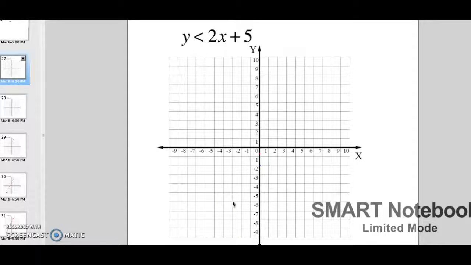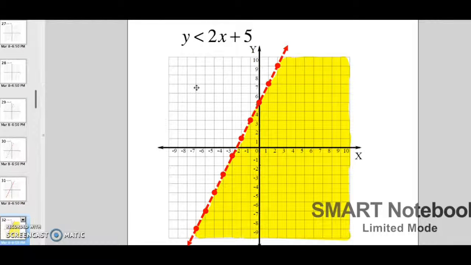Okay, so let's start with y is less than 2x plus 5. So my y-intercept is 5. My slope is 2, so I go up 2 over 1, and I'll do that till I get to the top. And then I'll reverse it, going down 2 to the left 1 to go through the rest of the graph. Now, since there is no line under the inequality, it would be a dashed line. And now since it is a less than, we will be shading below the line. So we'll shade everything down here below the line.